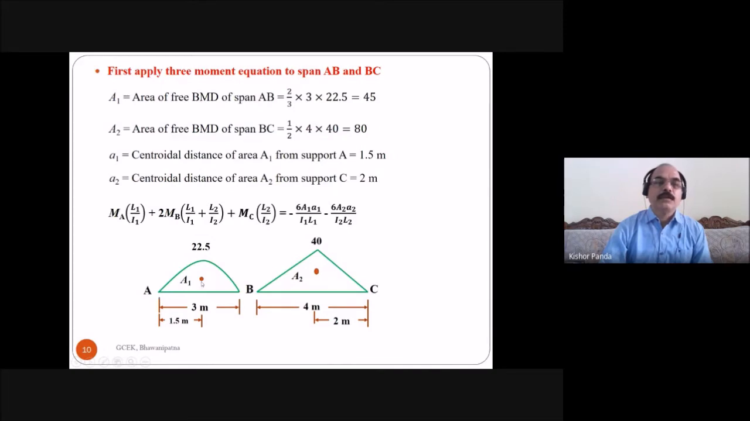So what is the centroidal distance of area A1 from A? 1.5 meter. And what is the centroidal distance of area A2 from C? 2 meter.